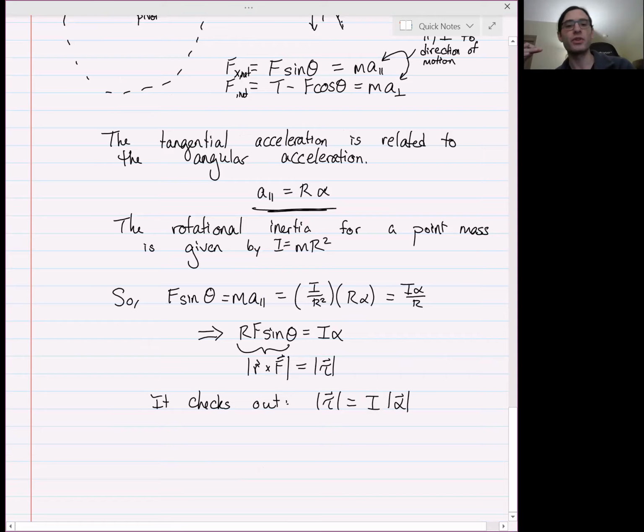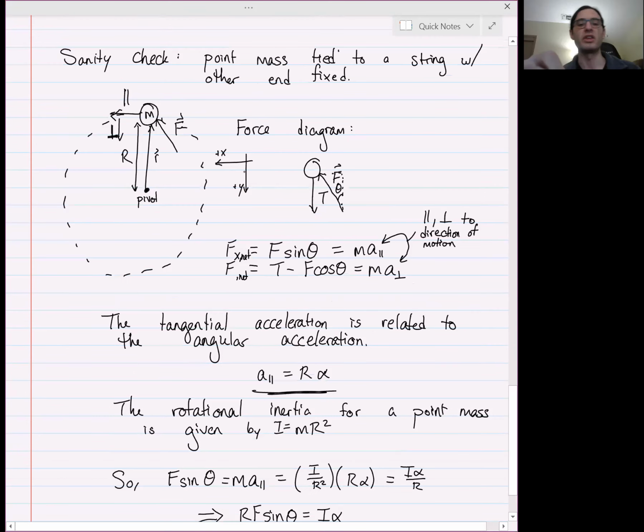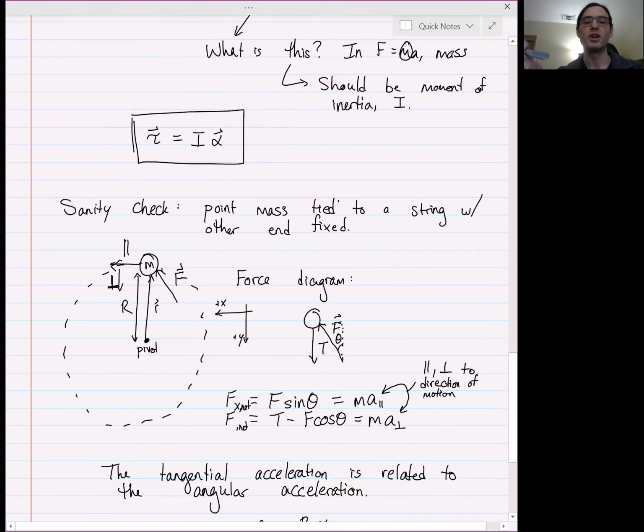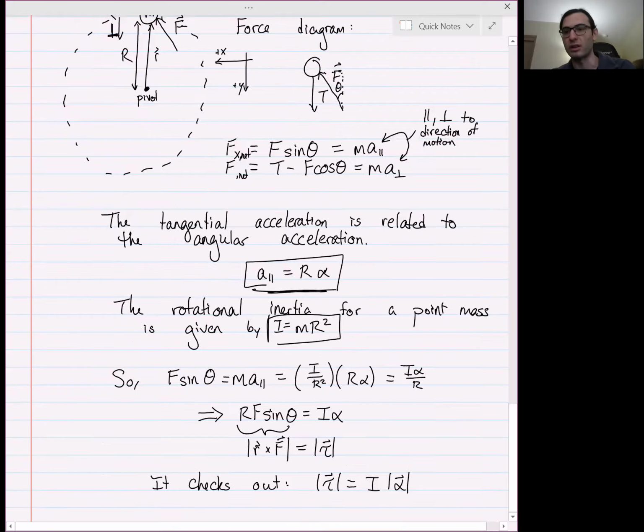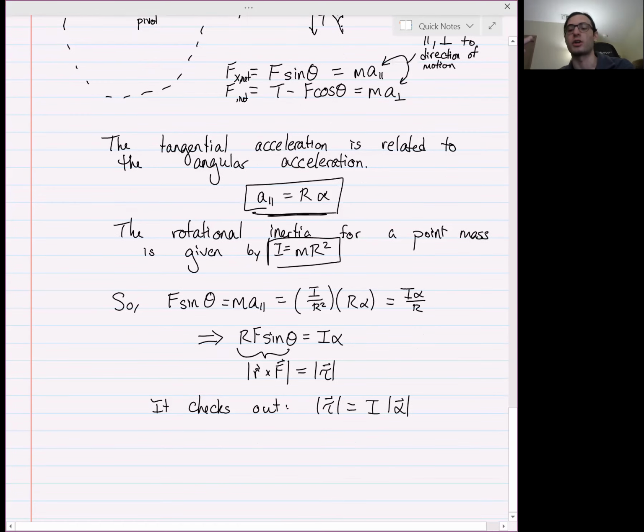So this example was all just to make sure that this formula makes sense. We derived it just using regular Newton's laws and some relationships about how the angular acceleration relates to tangential acceleration and how the moment of inertia relates to mass. And just by using those facts and regular Newton's second law, we get that the torque is indeed equal to the moment of inertia times the angular acceleration.